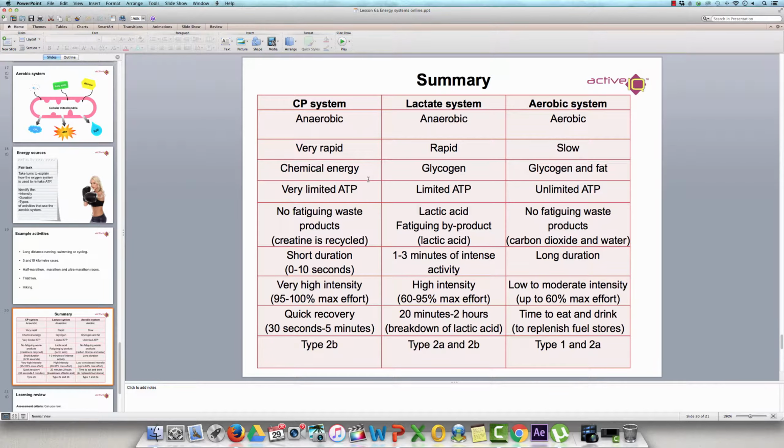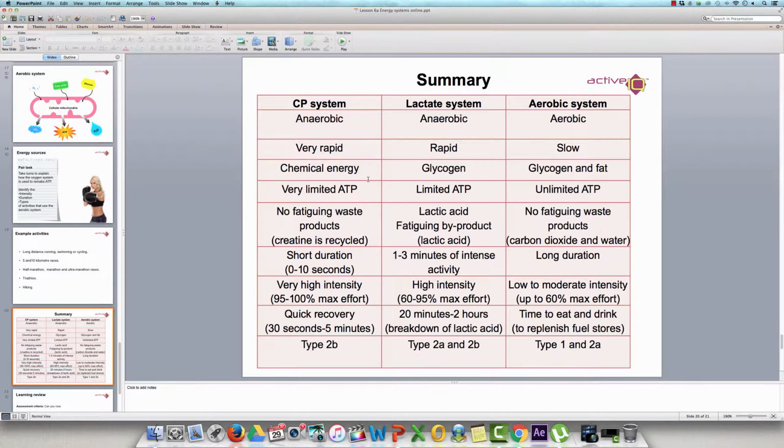The lactate system, which is the one in the middle, again, is anaerobic. It works without oxygen, and it can get energy into us quickly. So it says rapid there. We're using glycogen to create our energy, and it gives us limited ATP. So, you know, this system doesn't last forever. You can't keep going and going and going. It only goes for sort of 1 to 3 minutes of intense activity, and then it's done. It can't do any more.